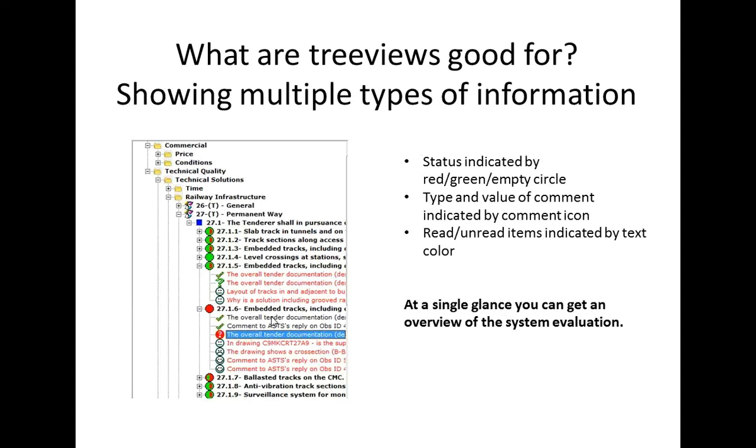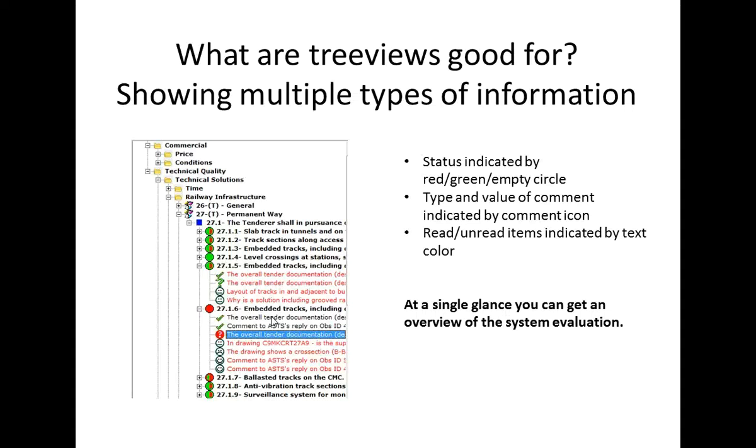Now, we implemented, for instance, this read-unread classification because we have multiple users working on each tender item, and they might want to see if the item has changed since they looked at it last. So this is just a demonstration of what kind of information you can present in a Treeview.